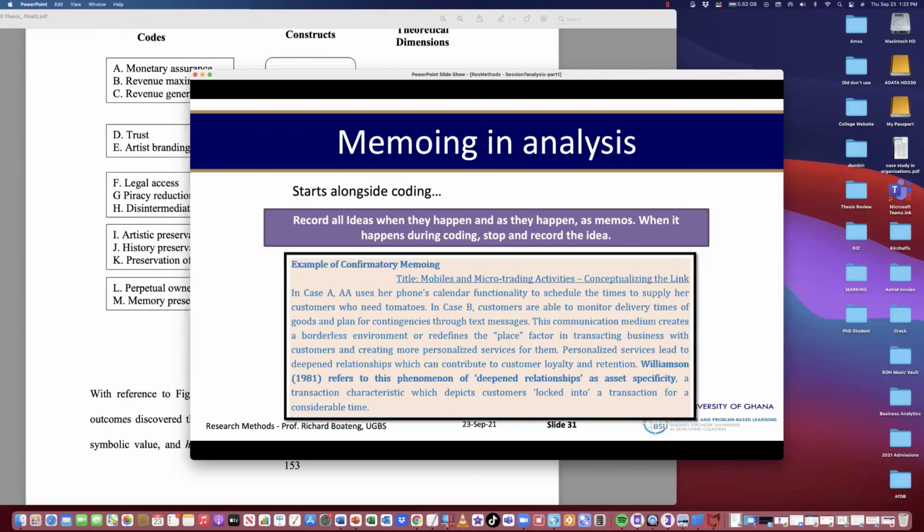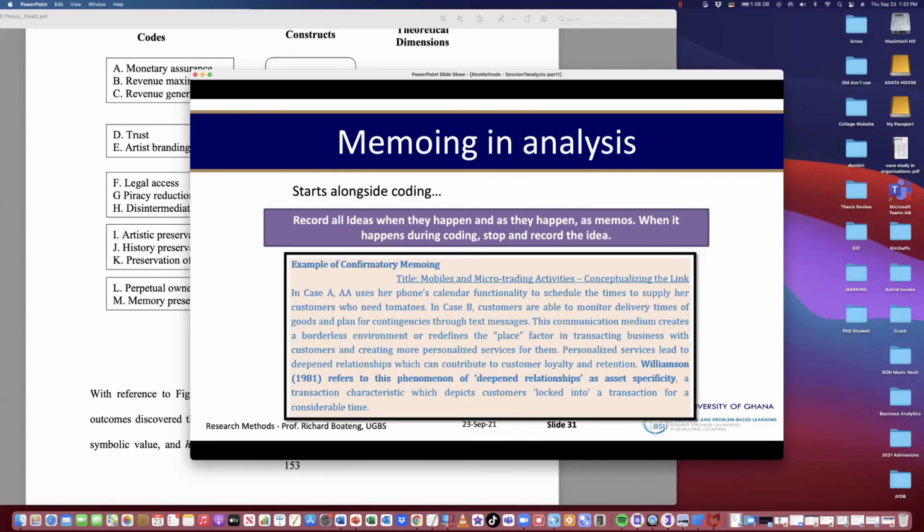So you have got confirmatory memoing, when all of it confirms something, and you have got contradictory memoing when it is in contrast. So in my previous papers, sometimes I have done an example of confirmatory memoing. For example, in the mobiles and micro trading papers, I was comparing findings from case A and case B. And after that, I did an abstraction from what is common from both, and then used it to do a confirmatory memoing.